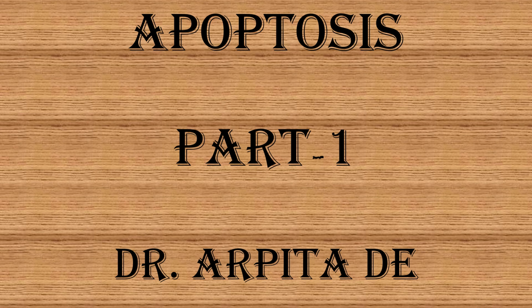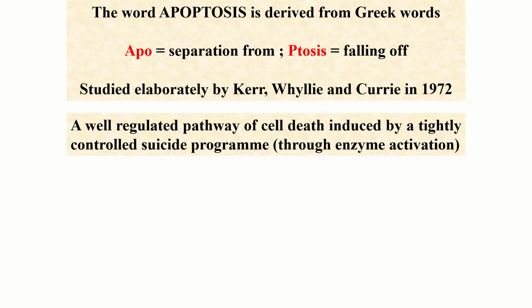Today we are going to discuss one of the most important topics from developmental biology. We popularly call it programmed cell death, otherwise known as apoptosis. Mind it, the word is not pronounced as it is written. The second P is silent.